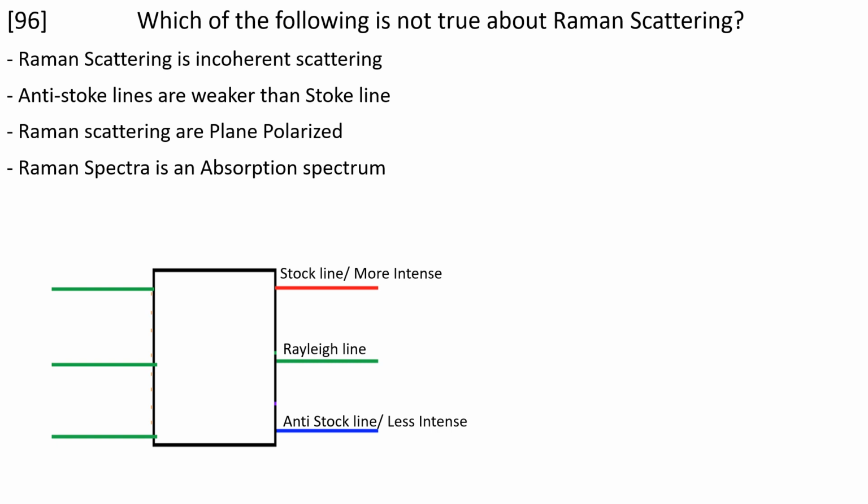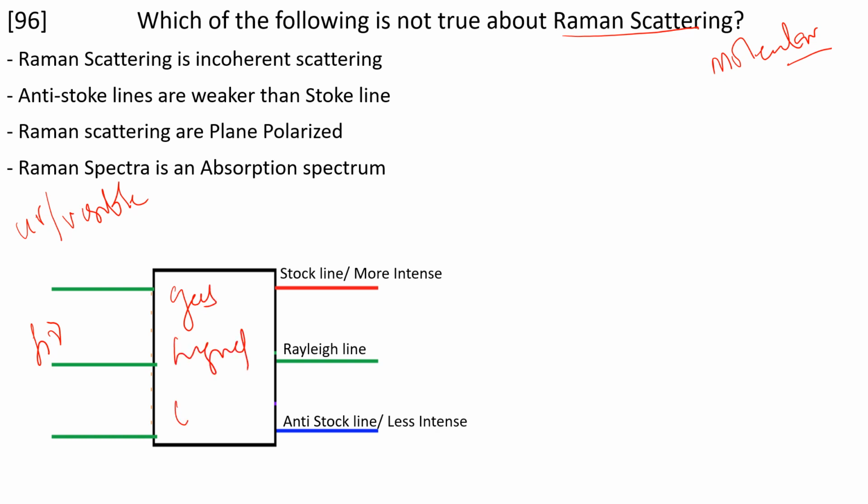Which of the following is not true about Raman scattering? Raman scattering deals with molecular spectra. What happens in this molecular spectra of Raman scattering is you have a light of energy h nu, which is from either UV region or from visible region, illuminating a material. This material can be either gas, liquid or crystal. Now when it is illuminated, this visible light is being scattered in different directions with different frequencies.